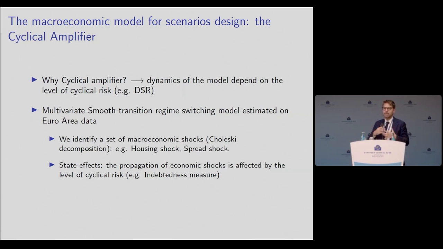It is more there to help us understand the propagation and to give a structural interpretation, as much as possible, to the linear effect that we find. And we have the state effect. That means that the model is able to deliver non-linearity. The propagation of the economic shocks is going to depend on the level of the cyclical risks, in this case, the level of the debt service ratio of the non-financial private sector in the euro area.